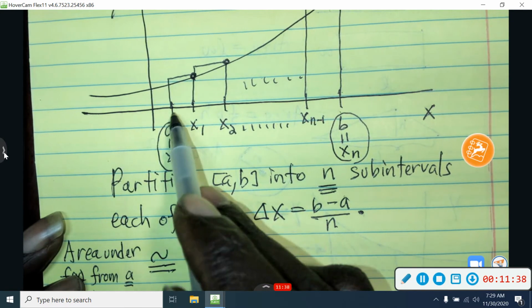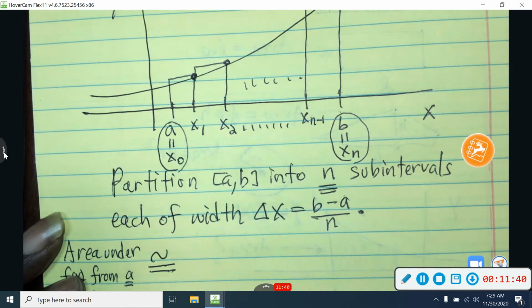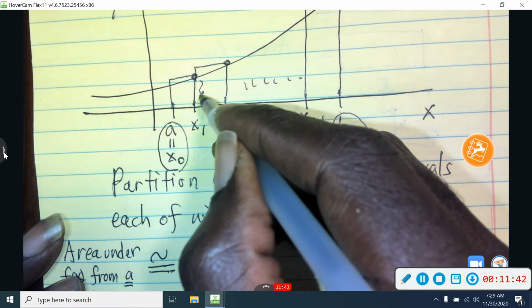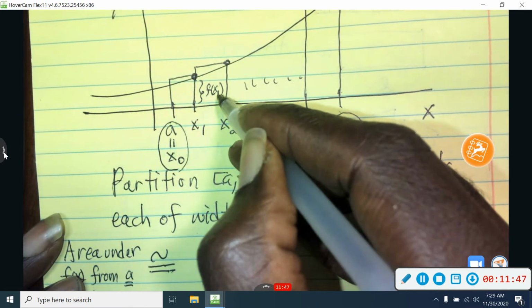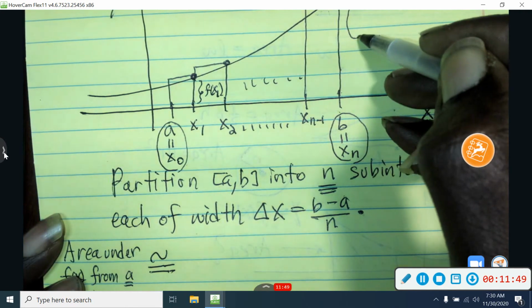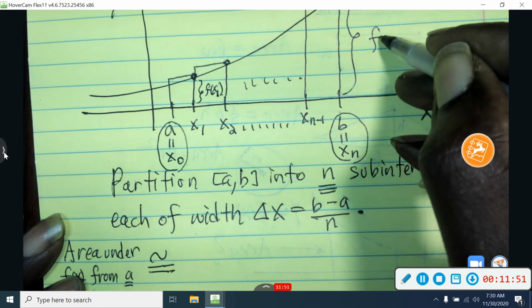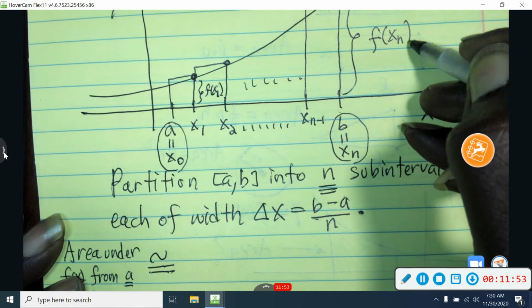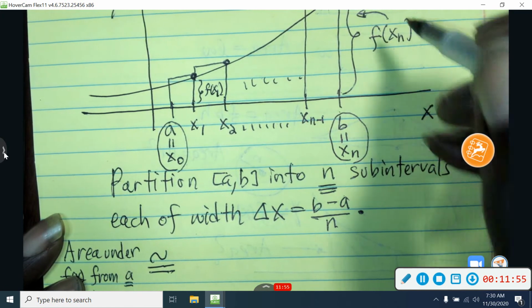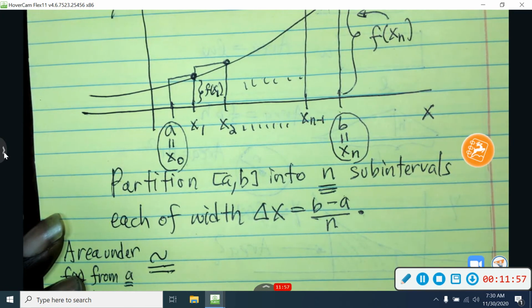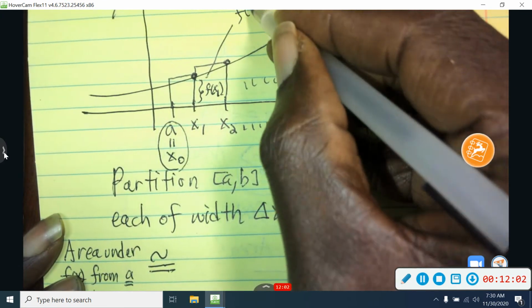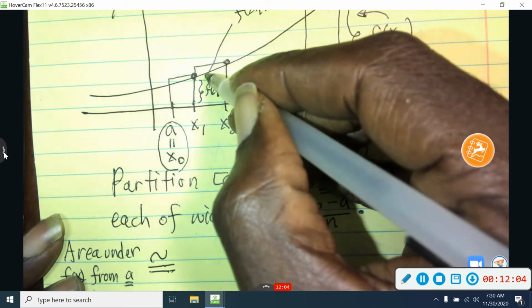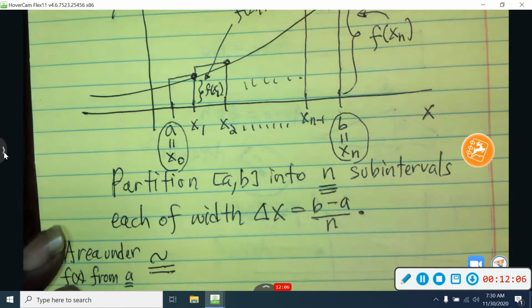So if you look at the first one, it's f of x1 tall. See, that's f of x1 tall. And if you look at the last one, it's f of b, or f of xn tall. Yeah, you see that? F of x1 tall. If you can't read that, draw it again.